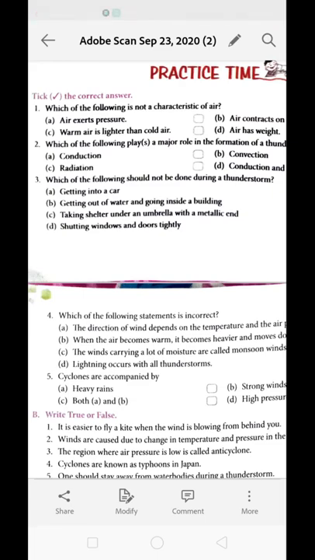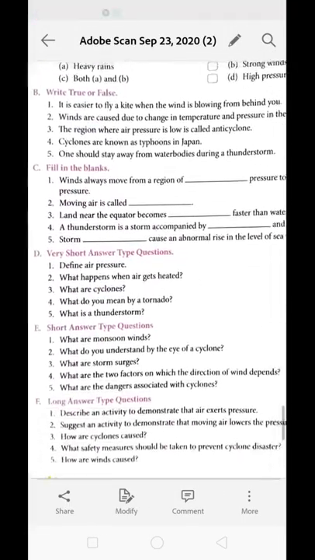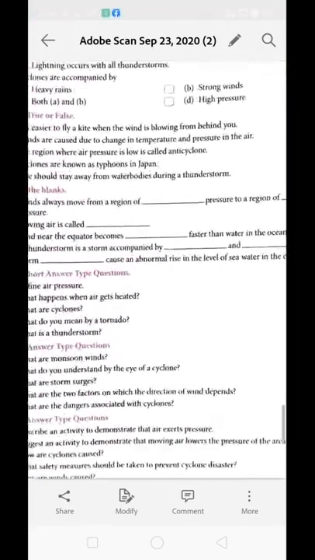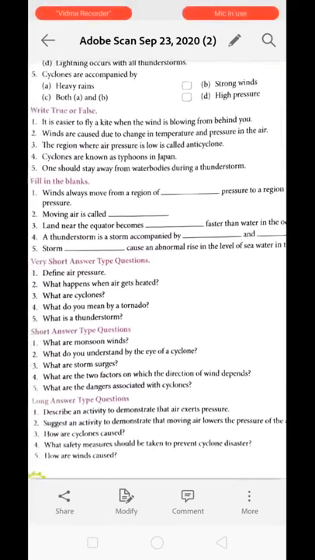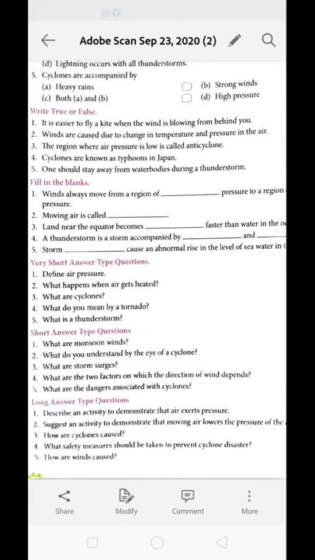Understood? Next, fifth question. Cyclones are accompanied by heavy rain, strong wind, A, B, or high pressure. It is option C. Both heavy rain and strong wind accompany a cyclone. Okay, now next, B number question. True or false? First question. It is easier to fly a kite when the wind is blowing from behind you.